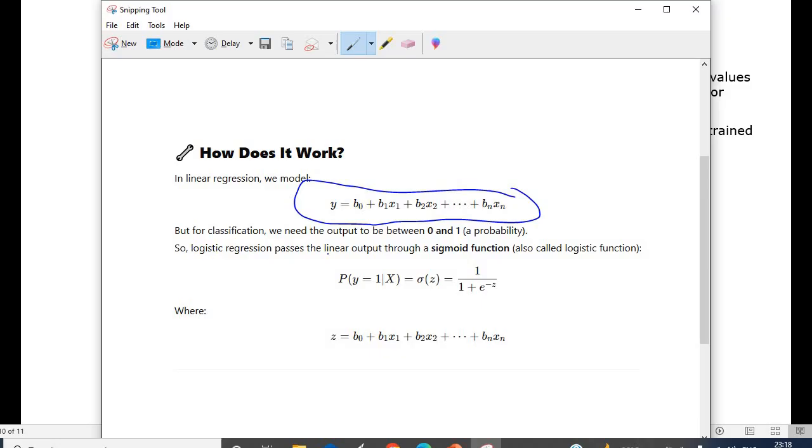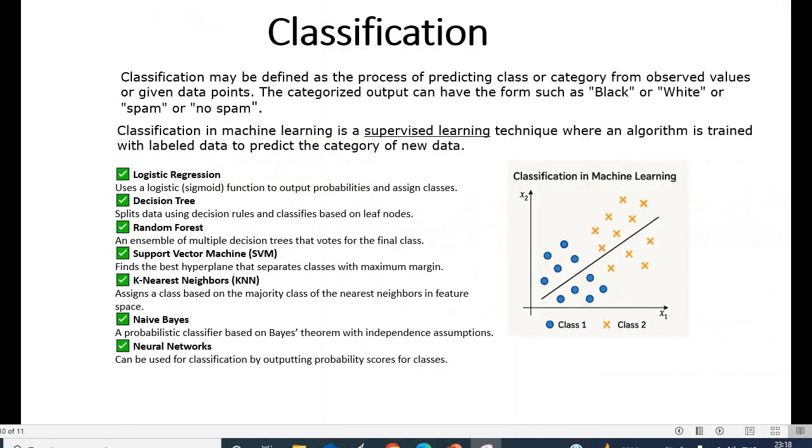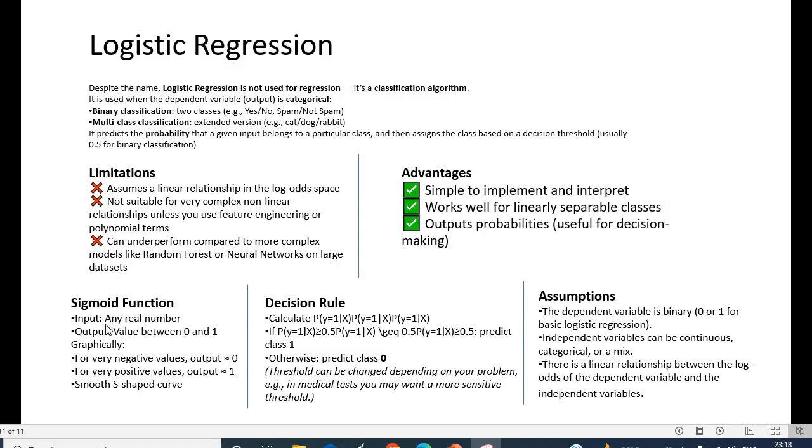Here for logistic regression, we pass the output through a sigmoid function, also called the logistic function. So this is what the function is, right? What it will always give you is a value between 0 and 1, the probability of getting the output of 0 or 1. So this is what the sigmoid function is. The sigmoid function takes any real number as input, and the output is between 0 and 1. Graphically, for a very negative value, the output is 0, and for a very positive value, the output is 1. It is a smooth S-shaped graph.